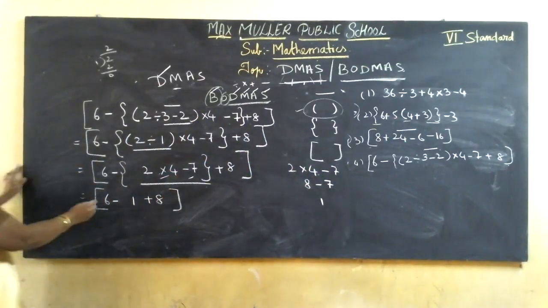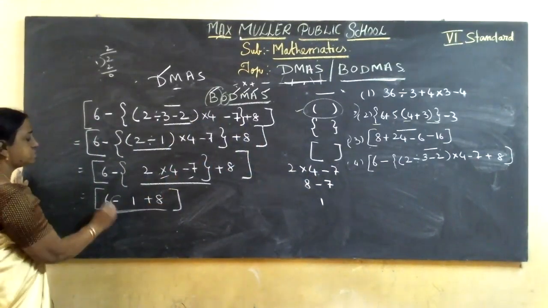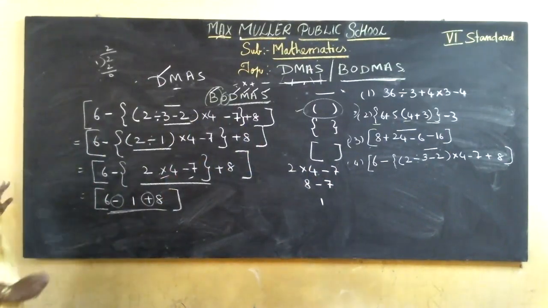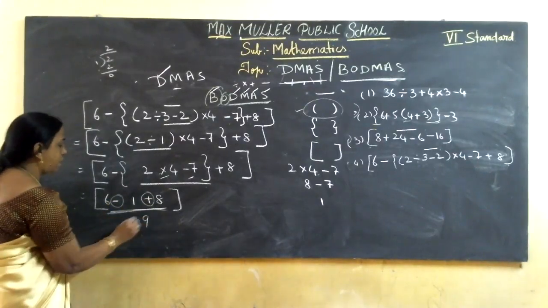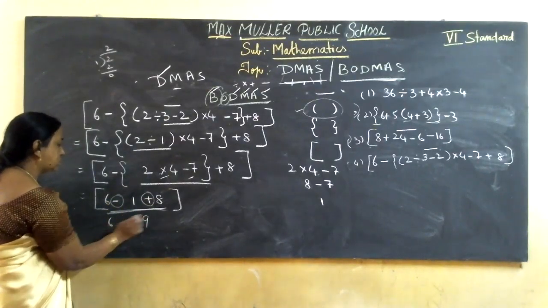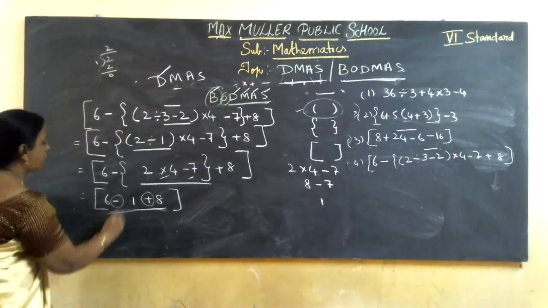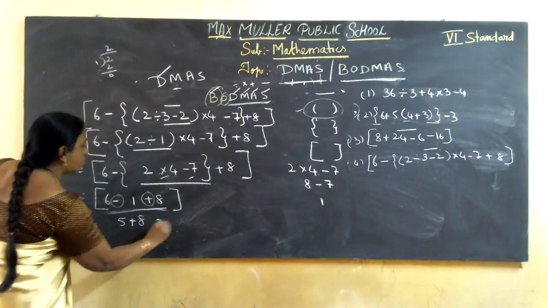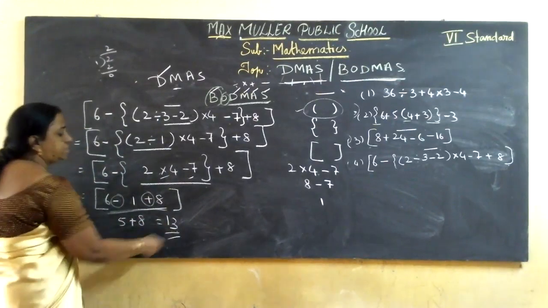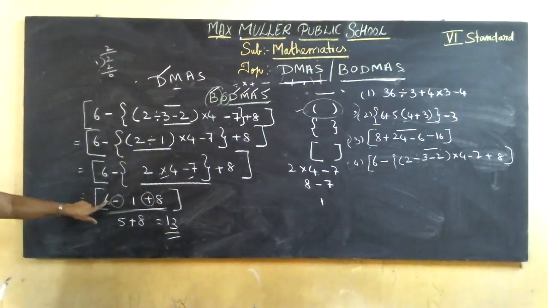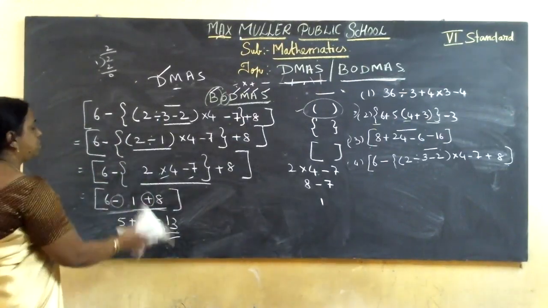Now you should solve this one, only the square bracket. Minus is there, addition is there. So what should you do first? First add, then subtract. 8 plus 1 is what? 9. 6 minus 1 is 5. 5 plus 8 is how much? 13. So what is the answer? 13 is the answer. Clear now? 6 minus 1 is 5. 5 plus 8 is what? 13. Got it? Now next one.